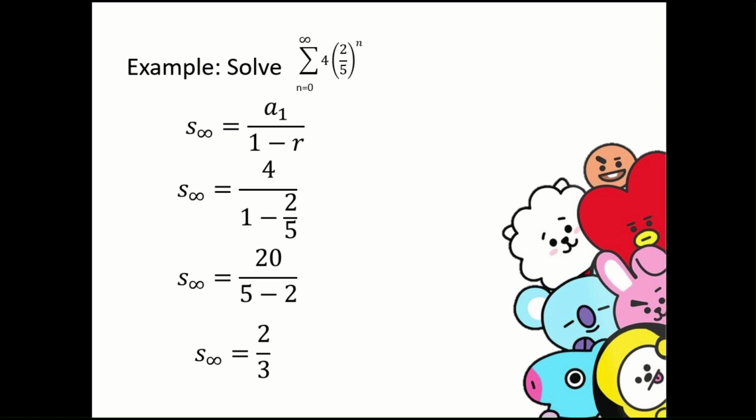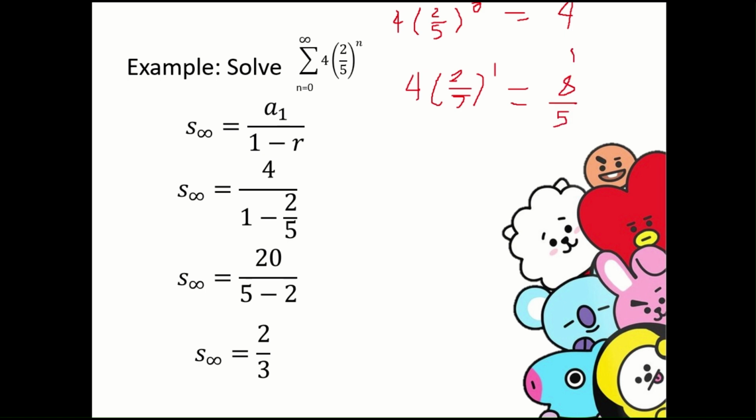Let us have the last example. We solve the summation of 4 times 2 over 5 to the power of n, as n starts from 0 to infinity. Let us solve first the first two terms: 4 times 2 over 5 to the power of 0, and we also have 4 times 2 over 5 to the power of 1. This is equal to 4 because 4 times 1 is 4, and this is equal to 8 over 5.